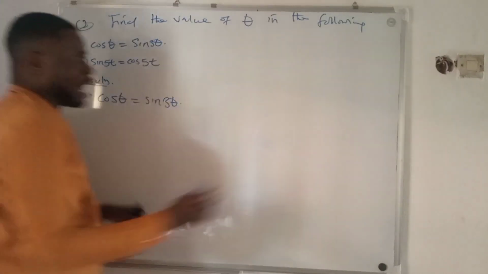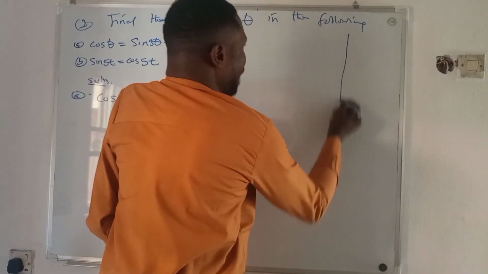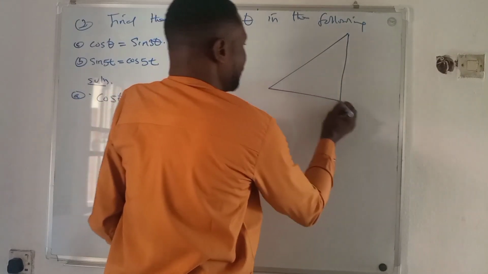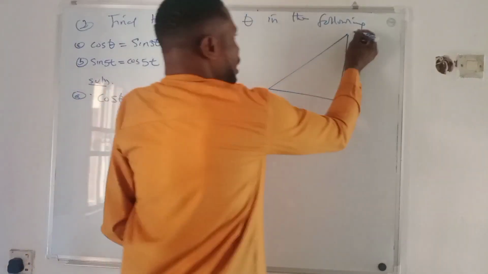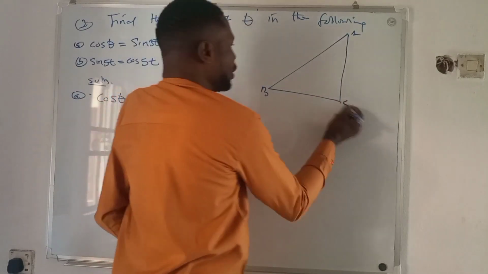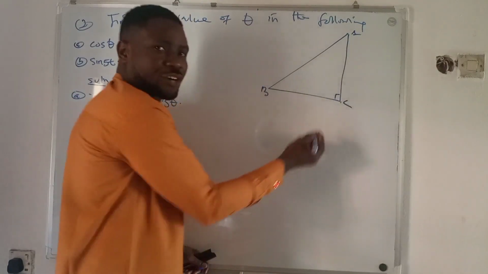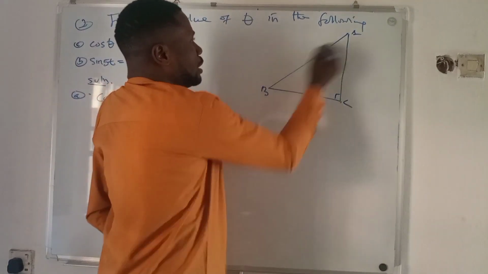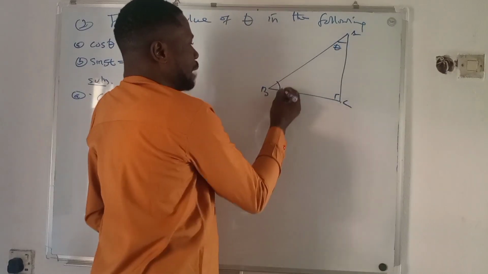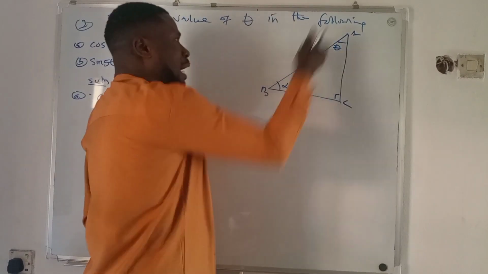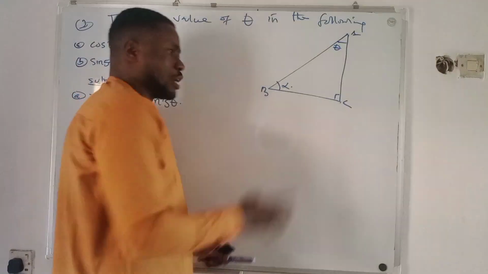Now, for you to achieve that, you remember what I told you earlier about what? Complementary angles. I told you earlier that when you have a right angle triangle, for instance, if this is a right angle triangle, and we say this is triangle A, B, C, remember we said here is 90 degrees, and here can be theta, and this can be alpha. It doesn't matter where it is.